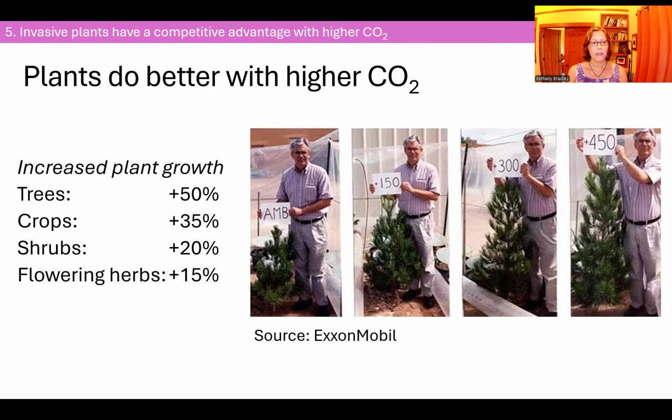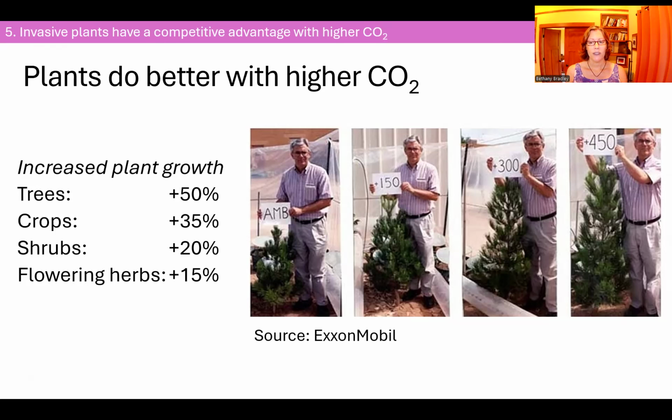One piece with this, though, is that CO2, right? If you remember from basic biology class, plants need CO2 to photosynthesize. So plants do better with higher CO2. This is actually an image from a website sponsored by ExxonMobil and the Heartland Institute describing why CO2 emissions are green, and so you shouldn't worry about them.